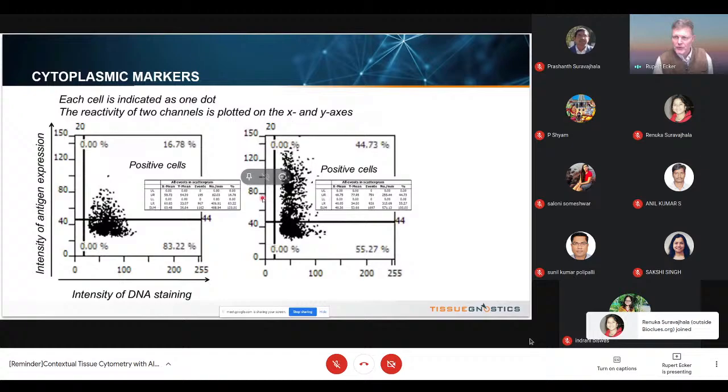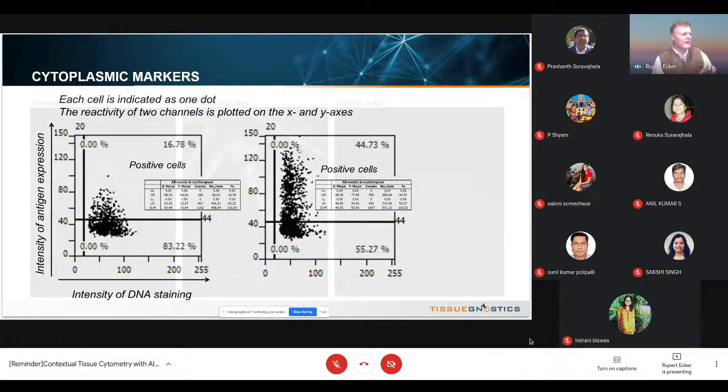measurement. We see here the sample of normal skin and here after UV irradiation. And what we see at a glance is that the number of positive cells increases from 16.8 to 44.7. So on the left-hand side, we have normal. On the right-hand side, we have the biopsy after UV irradiation. But what we also see is that the positive population in the UV irradiated sample shows a shift towards higher values. So what we visually perceive as brighter in this image is reflected here in a quantitative manner.